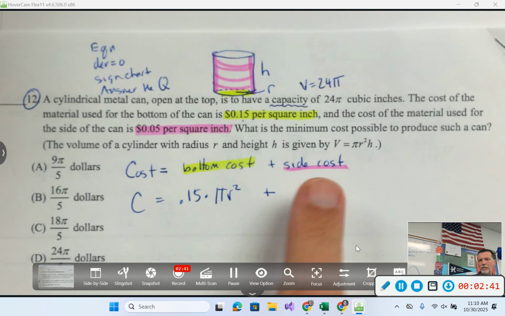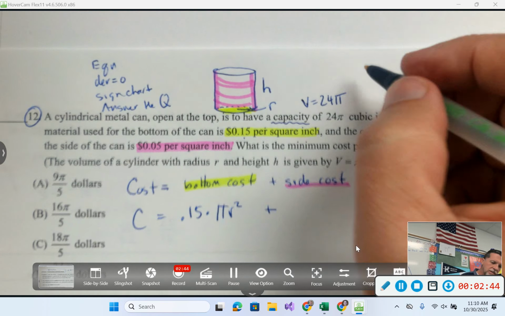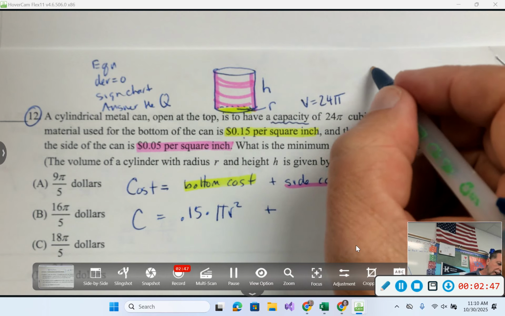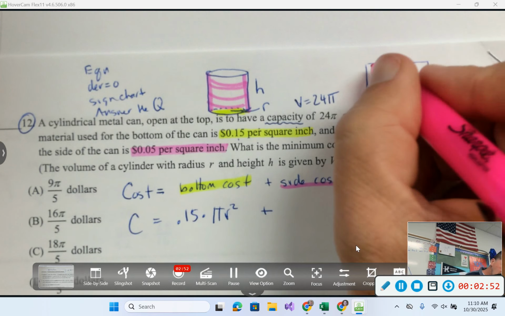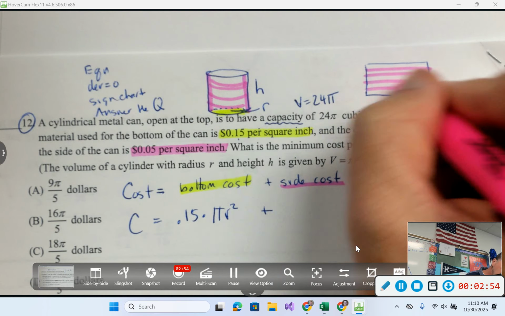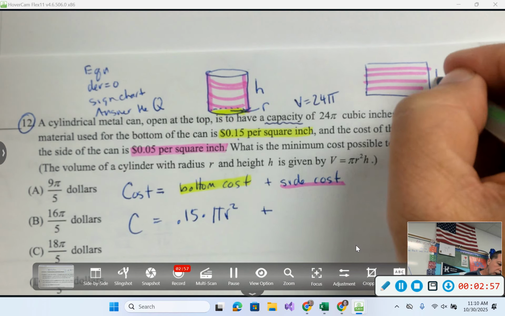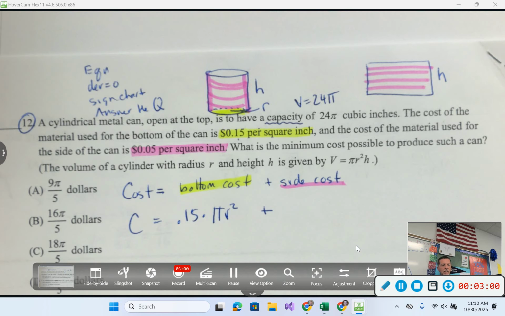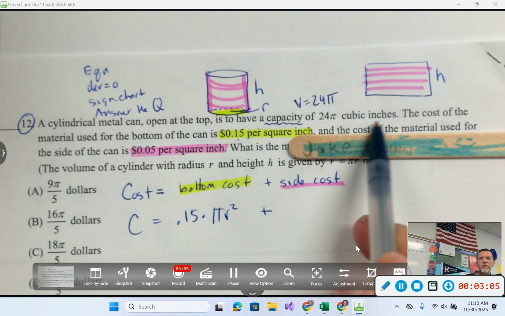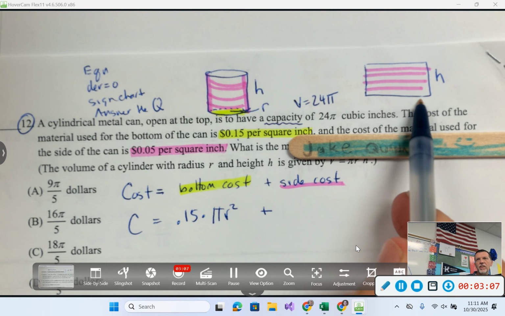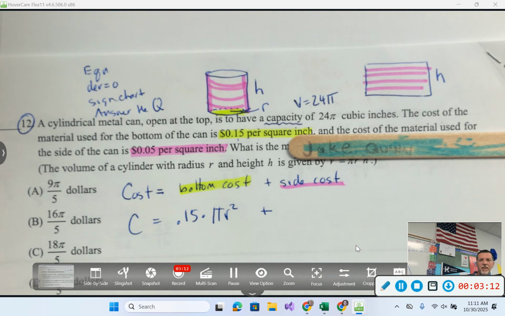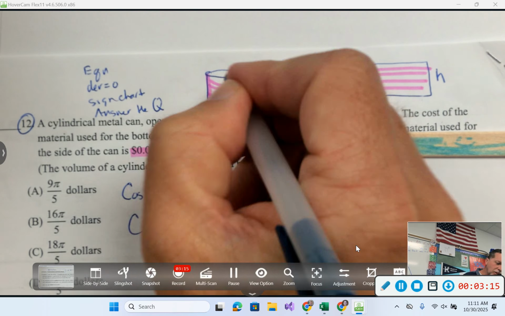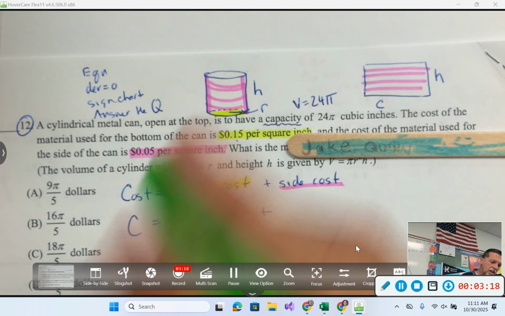The side of the can, we did one of these last time, where if we rolled out the side of that can, like the soup label kind of thing. So here's those pink stripes that were on the label. And there's the height of the can. And the most important thing on this was, what's this dimension? It's the circumference. It is the circumference.